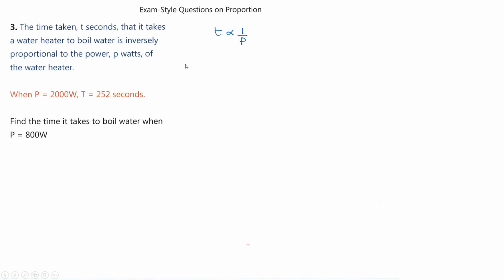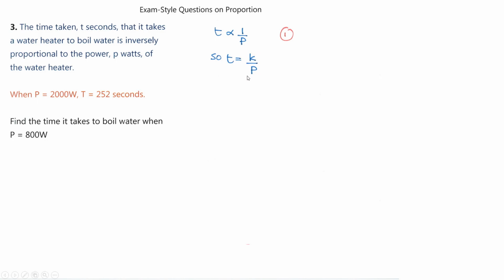If you think about it, it makes sense, because the more power of the water heater, the less time it's going to take to heat that water. So it's inversely proportional. As one doubles, the other one halves. You double the power, you halve the time. So same thing as before. Now change that for t equals k over p. And it's important to understand that even though we're using k each time as a letter, it's a different number depending on the question.